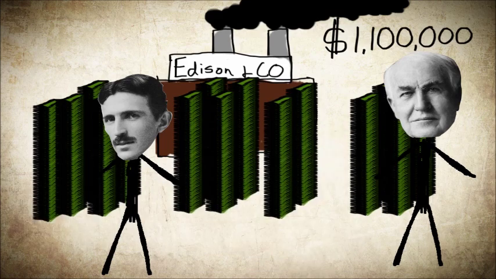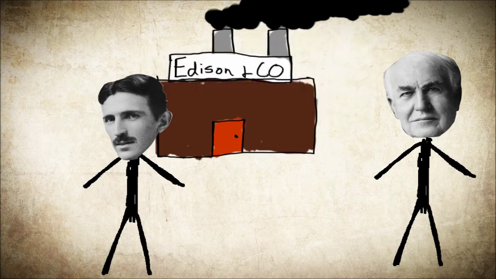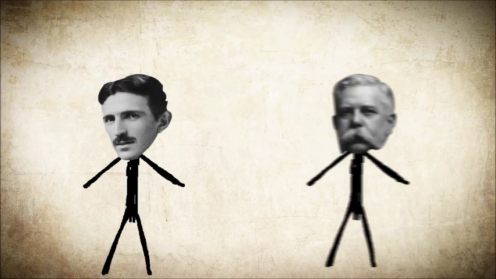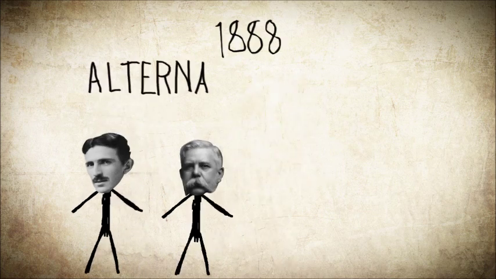After completing this assignment, Tesla asked about the payment for his work. Edison didn't pay out the money. He claimed that he wasn't serious about the payment, that Tesla didn't understand American humor. Tesla eventually left Edison's company and partnered with George Westinghouse in 1888 to commercialize his system of alternating current.